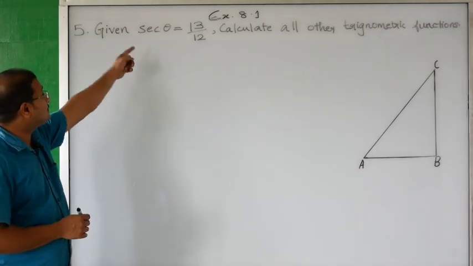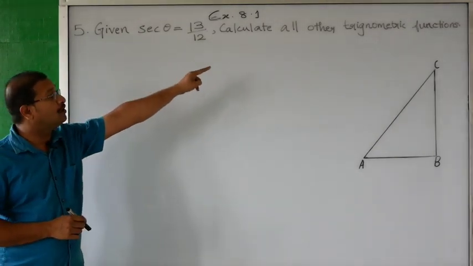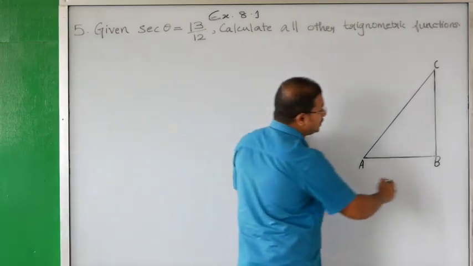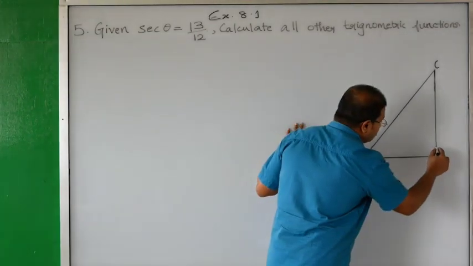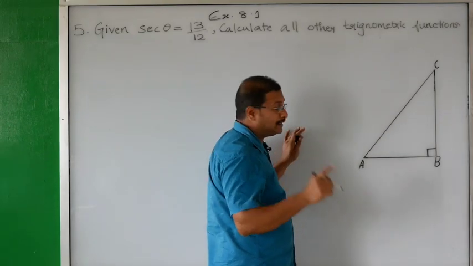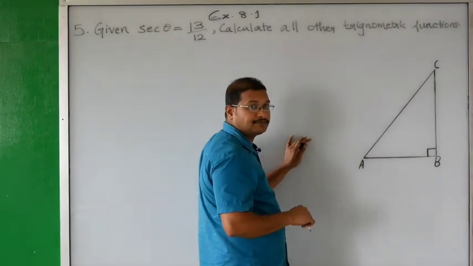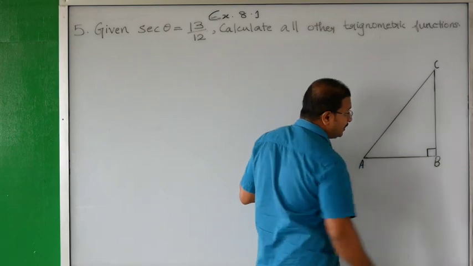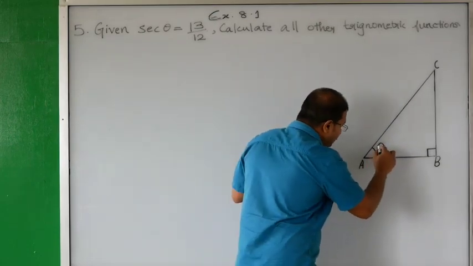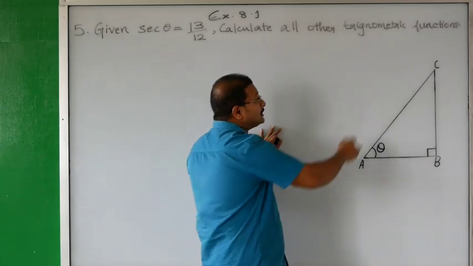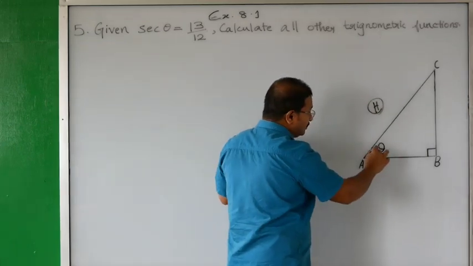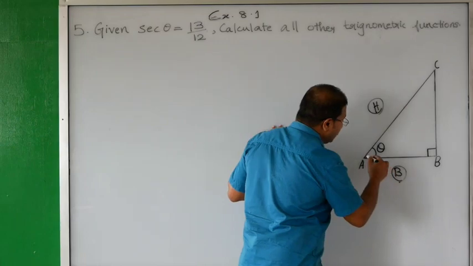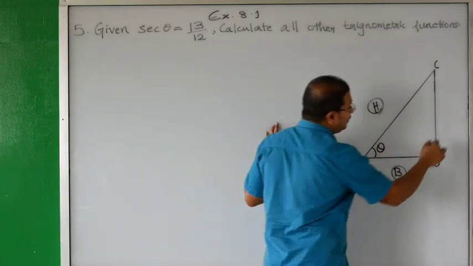Let's see the next question. Question number 5. Given sec theta equal 13 by 12, calculate all other trigonometric functions. Of course, we have to make a triangle ABC. After that, B will be 90 degrees, and this I am keeping as theta. We know that the longest side is called hypotenuse. Side adjacent to angle theta will be the base, and side opposite to angle theta will be perpendicular.